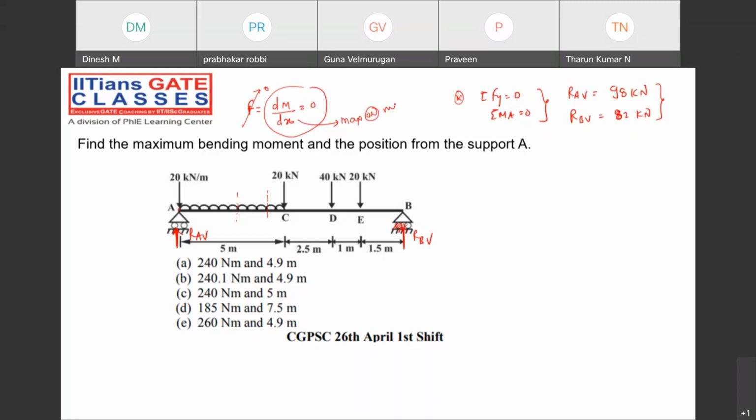Understanding or not? That idea we are getting, where the shear force will be 0, there the bending moment will be maximum. So what we will do? We will take a cross section, my dear friend, and we will try to calculate at what location shear force is 0, rather than finding the bending moment at each and every location. Understanding my point or not?